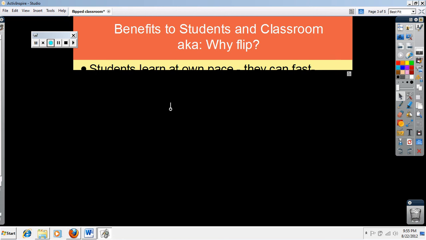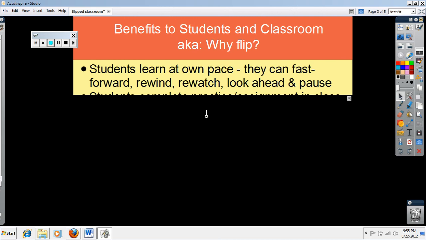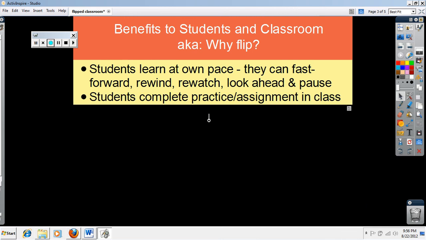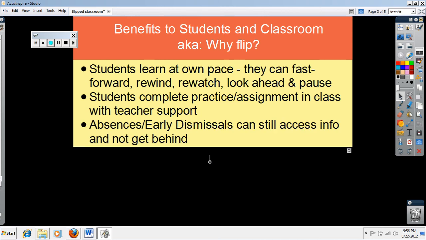Why does it benefit students in the classroom? They can learn at their own pace. Students can fast forward, rewind, rewatch. They can look ahead. They can pause. They can even go back before a quiz or a test and review. The information is right there for them. They can complete practice and assignments in class with the teacher support like we talked about. If they are absent or they have an early dismissal, they can still access the information and not get behind. It's right there online.